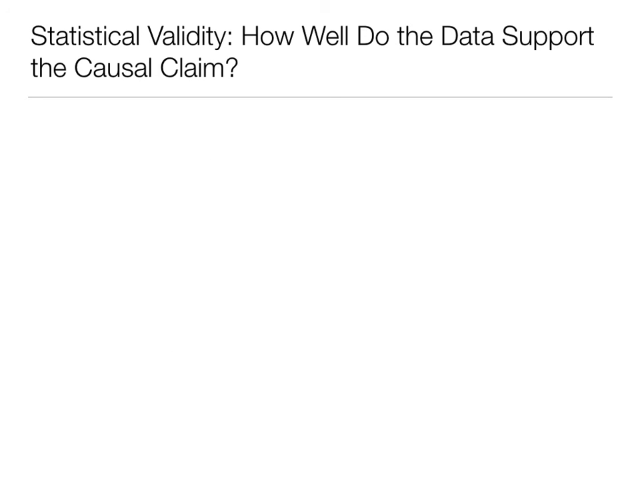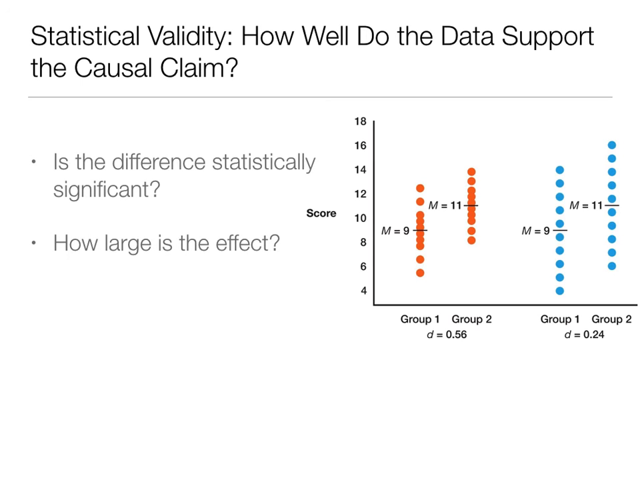Statistical validity. Is the difference statistically significant and how large is the effect? This is an image from your book. What we'll see here is these orange dots are clustered closer together, whereas these blue dots are clustered farther apart. We still have a 2-point difference between the two means, 9 versus 11 on both of them. But because we have less variability in the orange dots, what you see is a higher effect size, right?